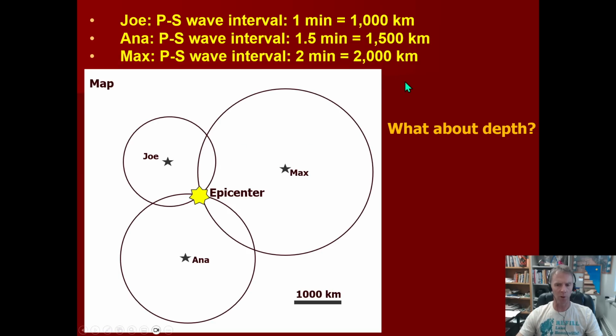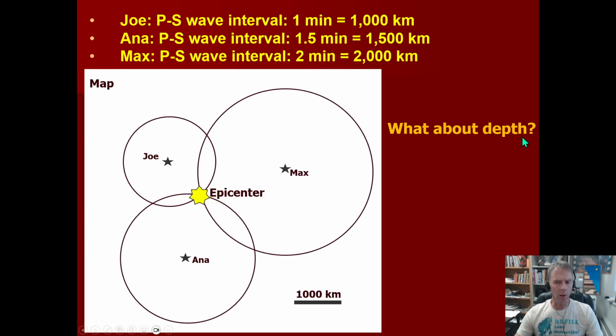But before we move on, what about depth? Have we actually been able to determine how deep the earthquake is? On our map, we know where the earthquake is relative to Joe, Max, and Anna's location. It's right here. But do we know how deep that earthquake is? Here's where you have to change your thought from two-dimensional thinking on a map, just circles on a map, pretty easy, right? There's all three intersecting. This is called triangulation. It's exactly how your phone using satellites is able to know where you are and locate your position.